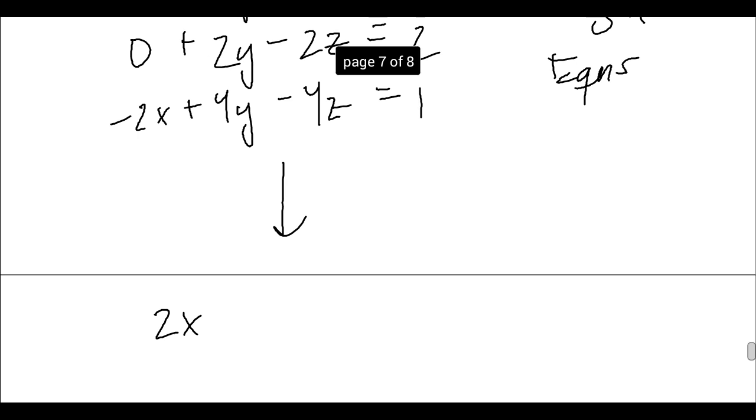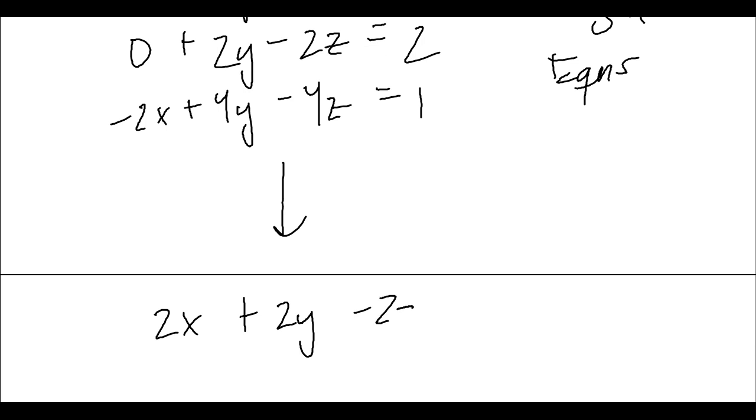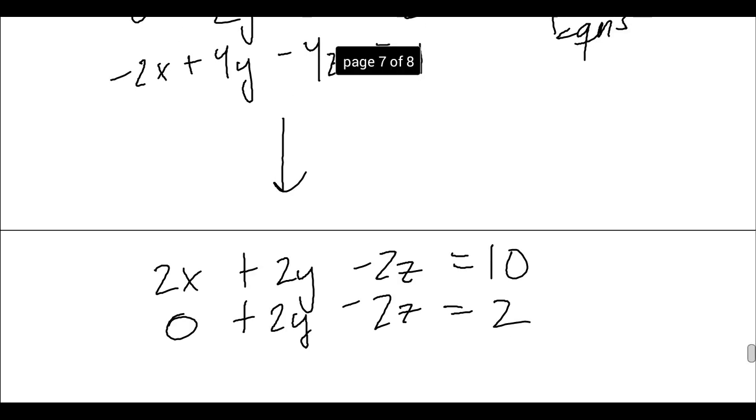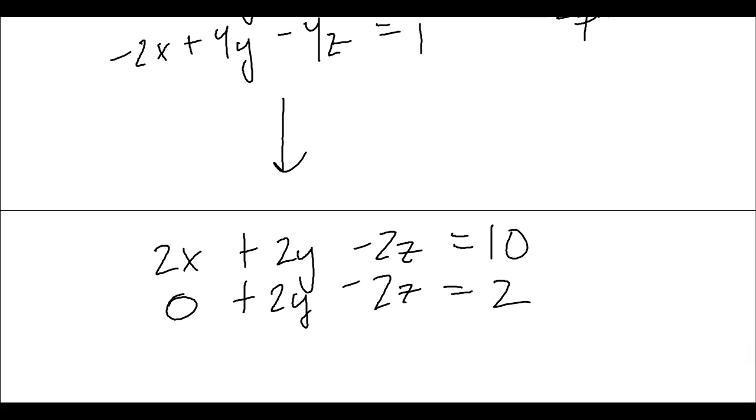So 2x minus 2x. Well, first, let's write down our first two equations. I have 2x plus 2y minus 2z equals 10. That second equation is 0 plus 2y minus 2z equals 2. And then now I'm going to subtract this last equation from my first equation, which I can just see at this top page, or sorry, I'm going to add these two together.